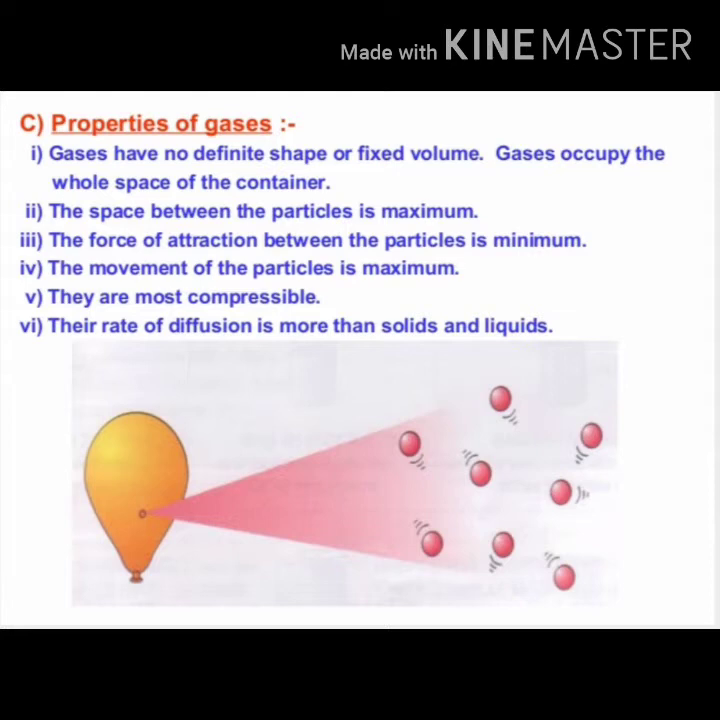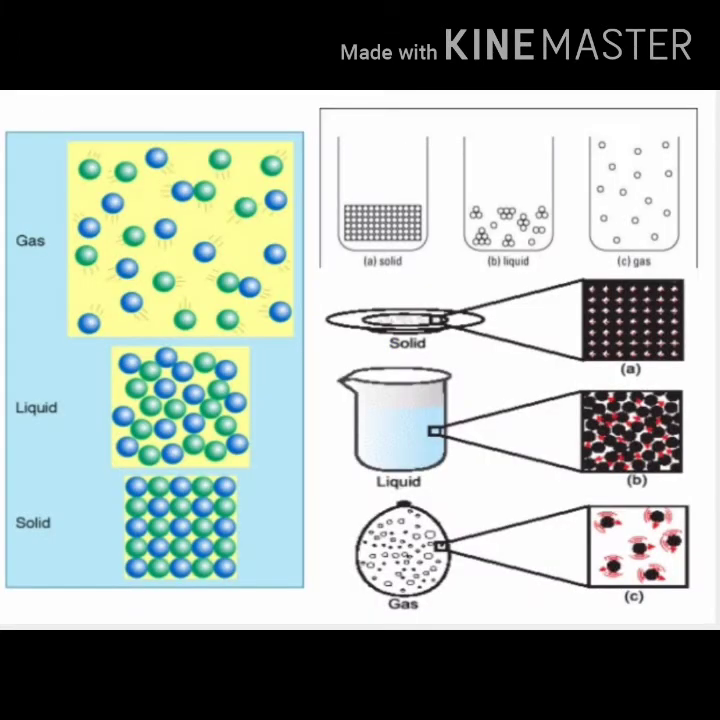Properties of gases. Gases have no definite shape or fixed volume. Gases occupy the whole space of the container. Second, the space between the particles is maximum. Third, the force of attraction between the particles is minimum. Fourth, the movement of the particles is maximum. Fifth, they are most compressible. Last one, their rate of diffusion is more than solid and liquid, as shown in the figure. See in the figure, gas, liquid and solid. The movement of particles is more as compared to liquid and solid.